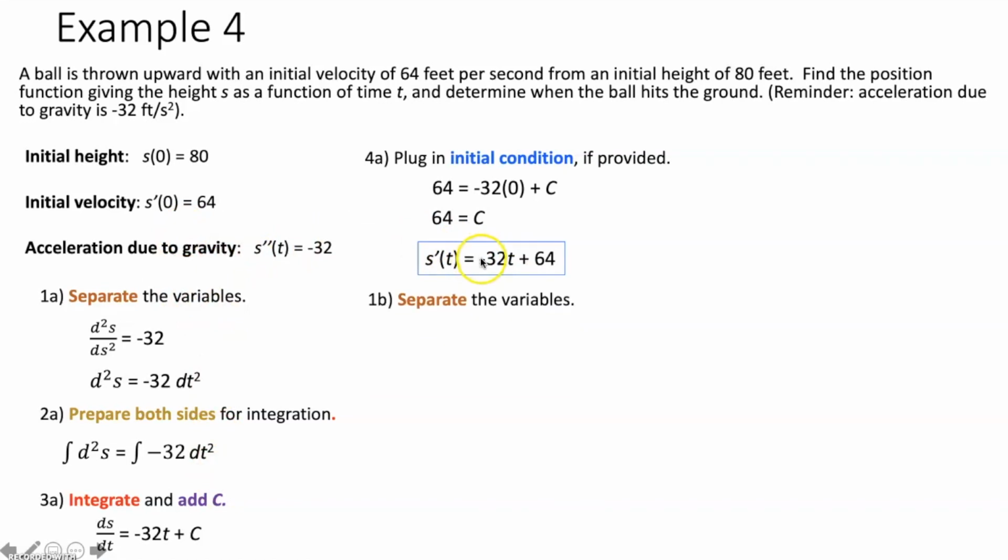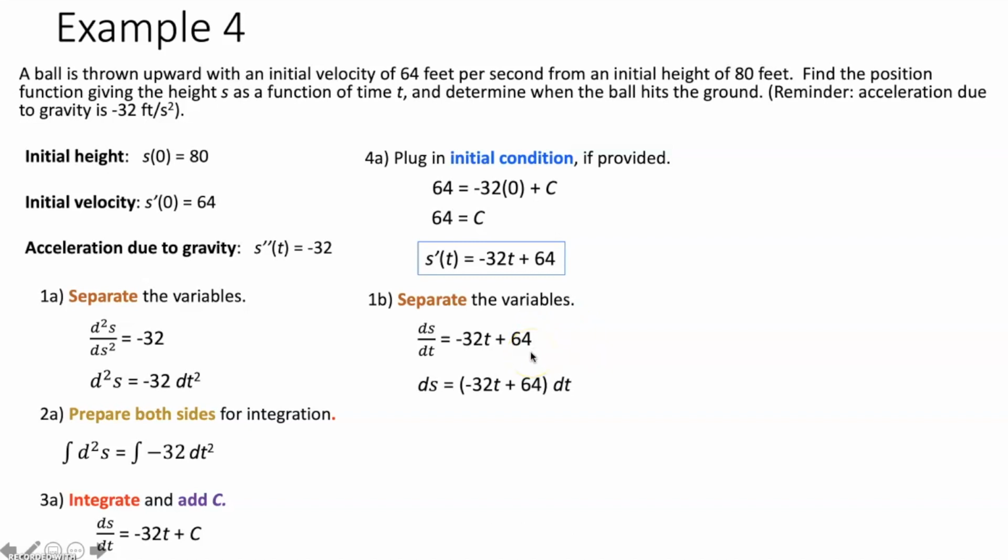So let's integrate this. Remember, to solve a differential equation, the very first thing you have to do is separate your variables. So s prime of t is the same as ds/dt. These both mean the first derivative of s with respect to t. So what I'm going to do is get all the s's on one side of the equation, all the t's to the other side. So I'm going to multiply both sides of the equation by dt. I have now successfully separated my variables.